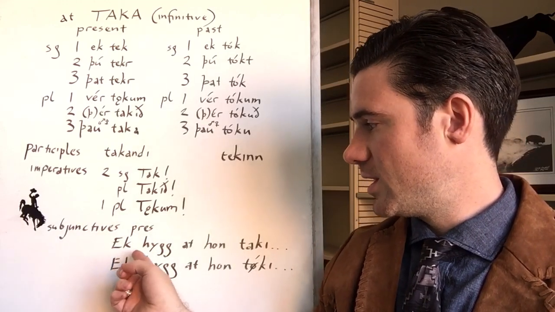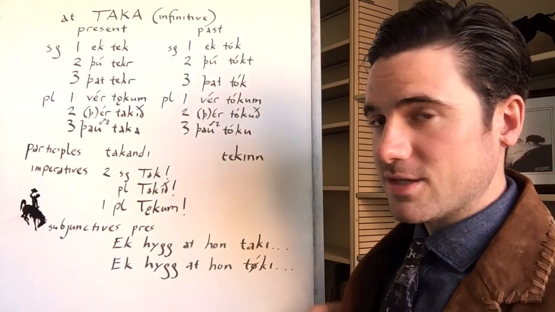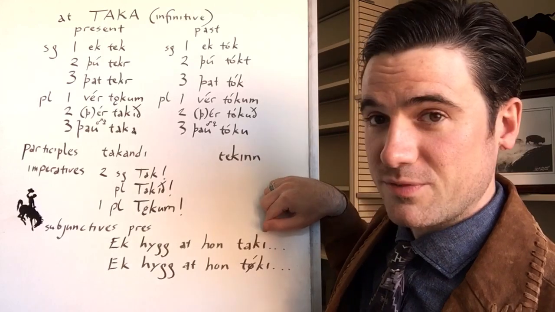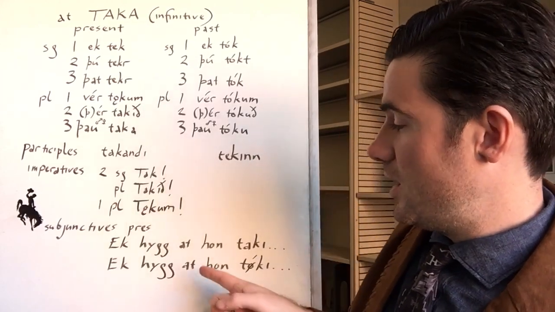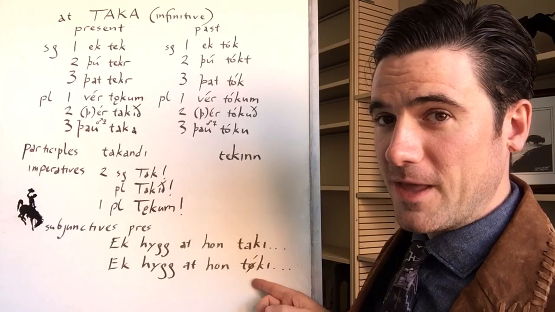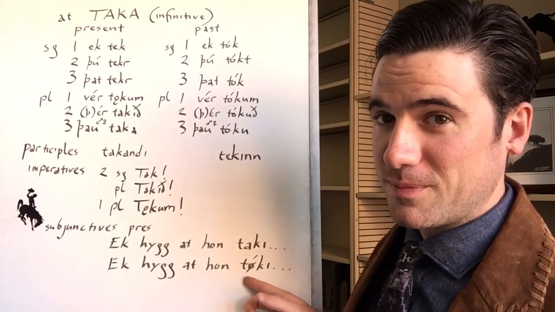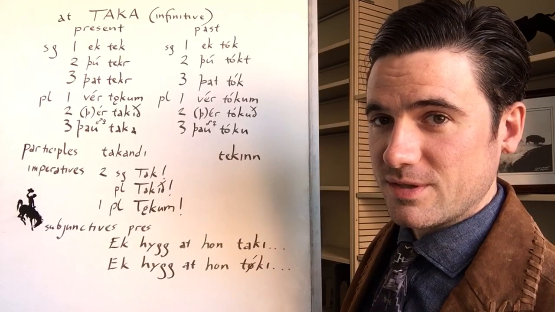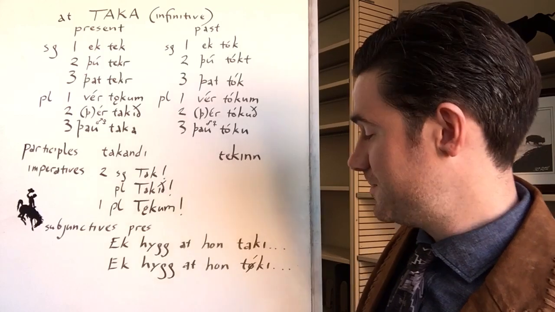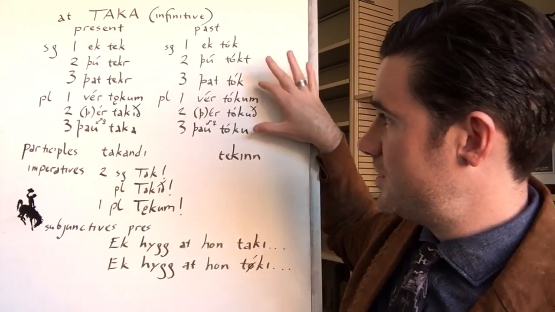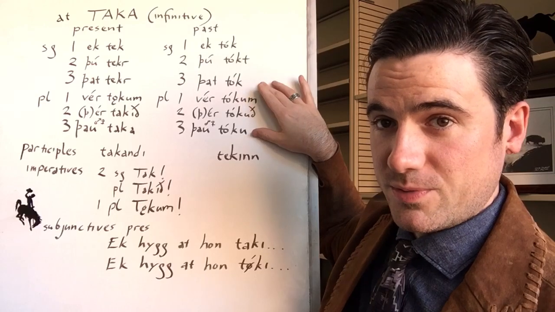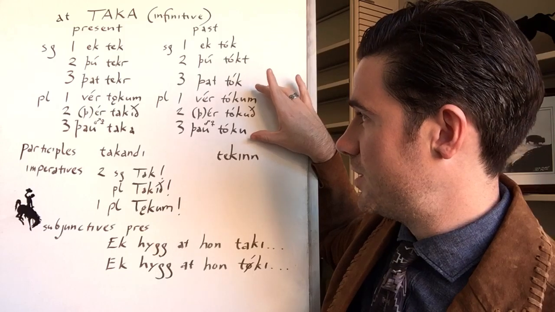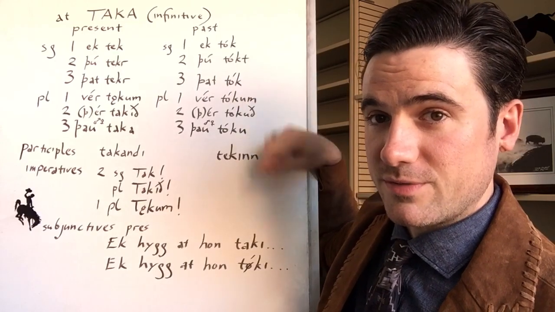notice just to begin with, ek hig at hon taki, I think that she takes. Notice that the subjunctive form has an i, but that i doesn't cause i-umlaut. It's because the i in the subjunctive wasn't e in Proto-Norse. Ek hig at hon teki, notice that this i does cause i-umlaut because it has a different origin, or there was a j in the subjunctive that caused i-umlaut in the past subjunctive of strong verbs. And notice that this is the i-umlaut of the vowel in the root in the past plural. So when we deal with subjunctives in a later video, that'll be important to remember that it's the vowel in the past plural form that gets i-umlauted to form the past subjunctive.